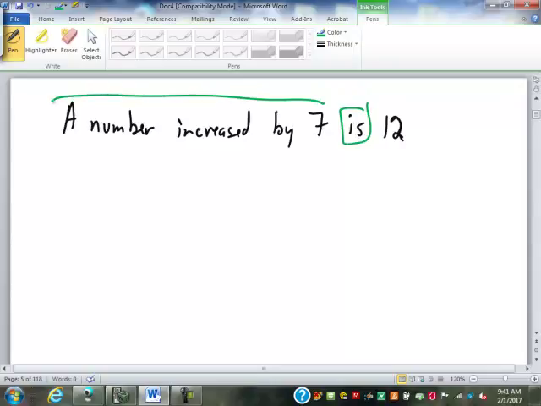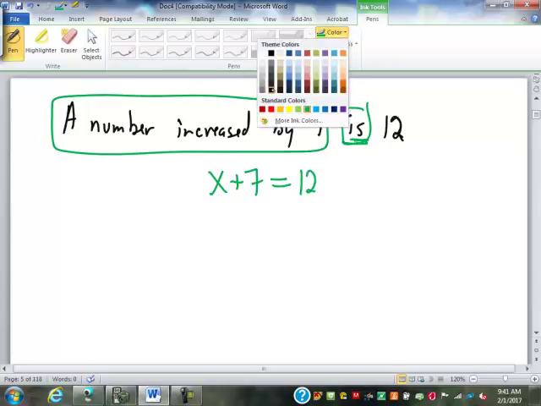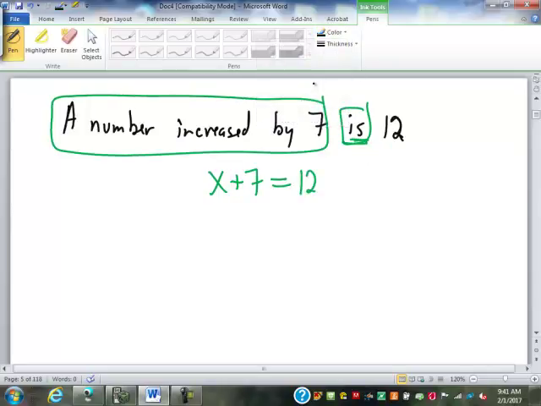On this side, a number increased by 7 is simply, what is it? A number increased by 7? X plus 7. Perfect. Is means equals 12. So we're adding that next step of having an equation there.